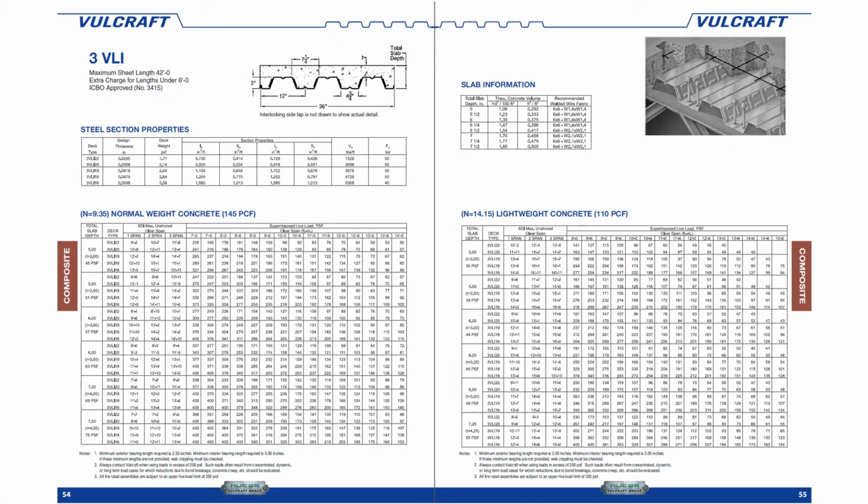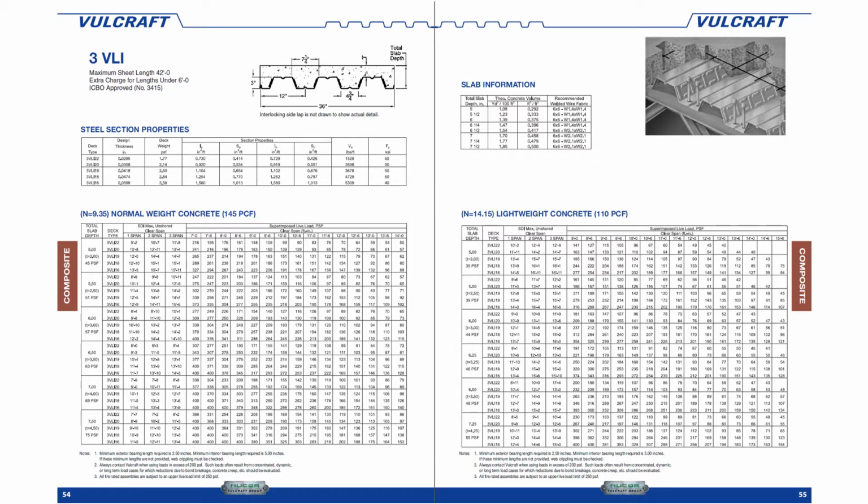This is an example of a page out of the Vulcraft floor decking manual. And this would be typical of the type of decking that would be used for a floor in a steel frame building. So we have concrete that's supported by metal decking that would in turn be supported by the floor joists. And this table provides a lot of information. We'll revisit it later in the semester when we talk about the design of metal decking.